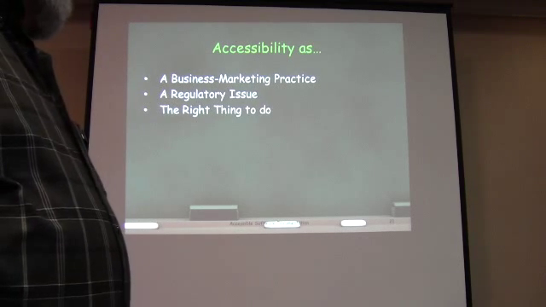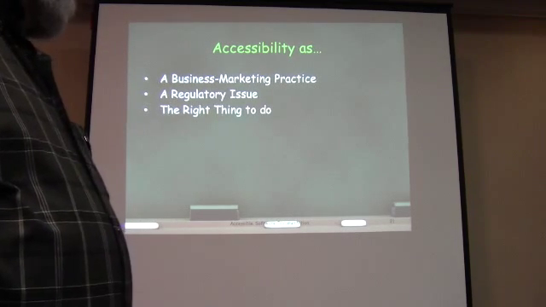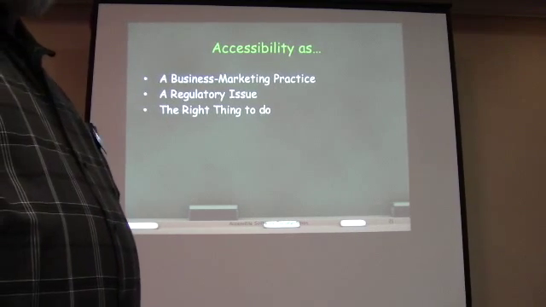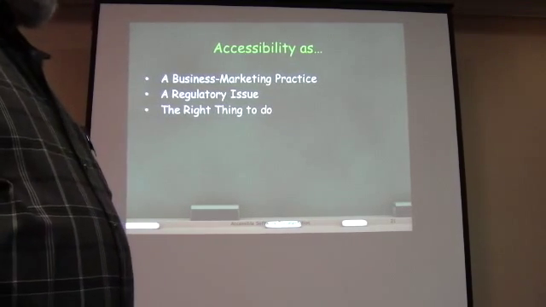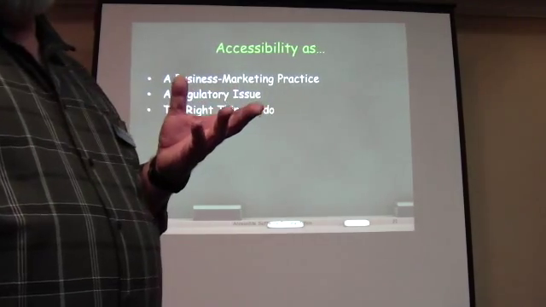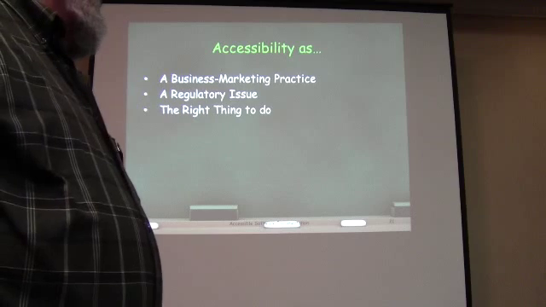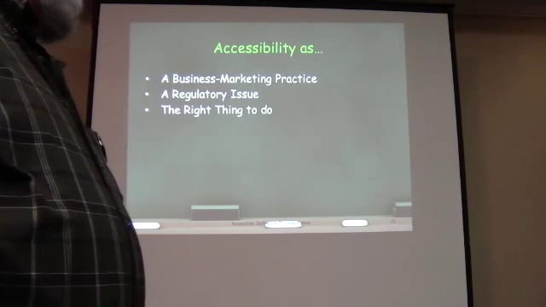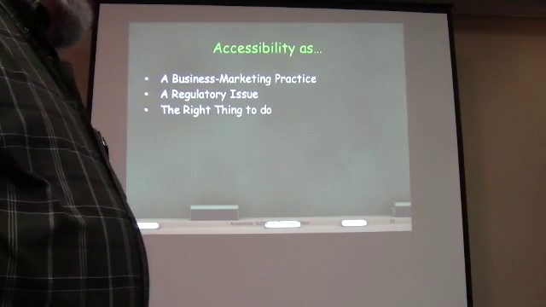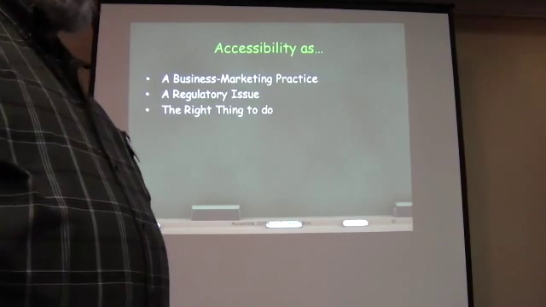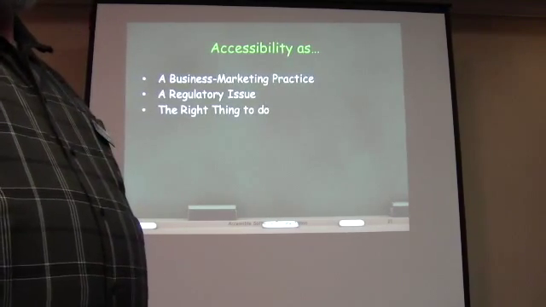And maybe along the way, and especially I'd ask you to help me with this, if you have some specific examples or can think of some opportunities that maybe you hadn't thought of before tonight, is how accessibility can be a business marketing practice. We already know it's a regulatory issue, and I think we all have a sense that it's really the right thing to do.